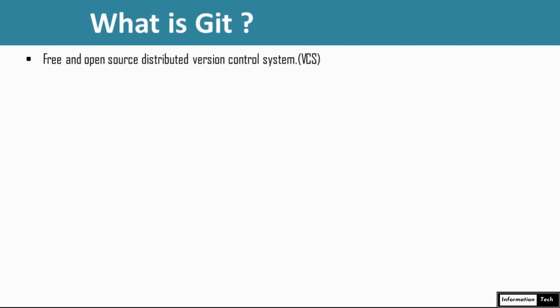A version control basically is a system that records changes to the file or a set of files over a period of time. It also allows you to recall specific versions of the file, so it allows you to revert back to changes. Git is also a distributed version control.